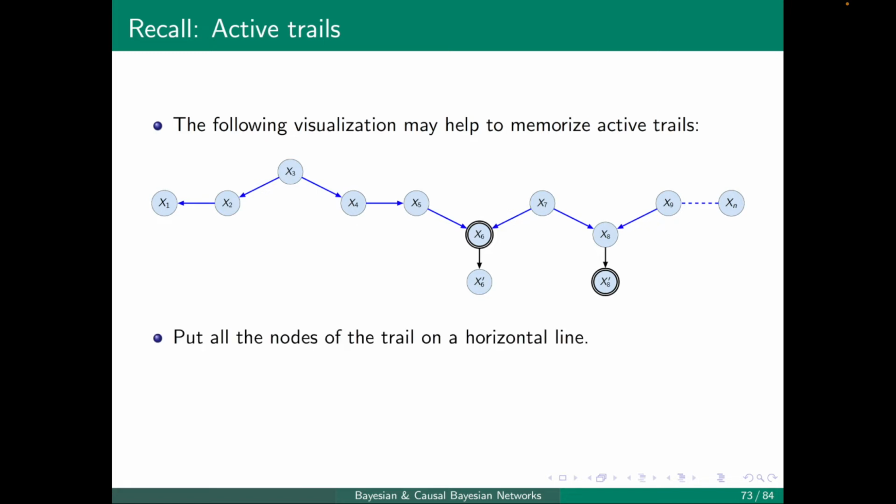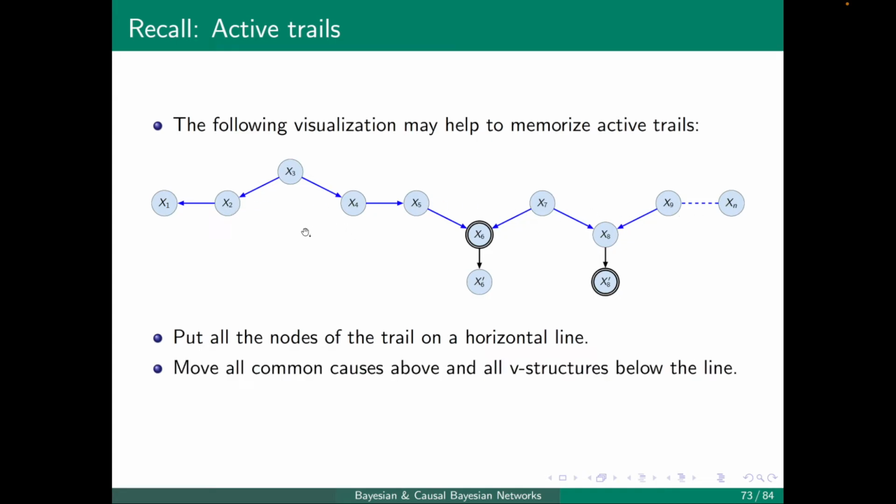If you're given a trail, you put all of the nodes on a horizontal line initially, and then you move up the common cause nodes, like here x3, and move down the V structures, like here x6 and x8. Intuitively, you may think of these common causes, like x3, as sources of, for example, information. They're like pushing down information. And then these V structures are the sinks.